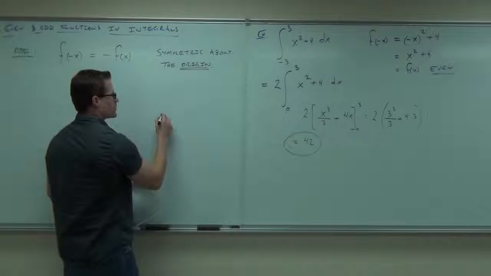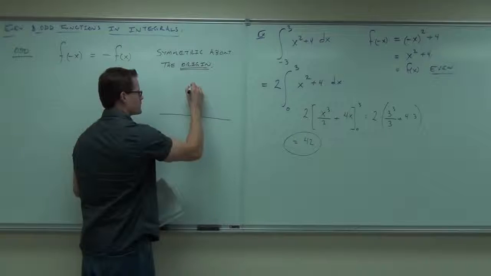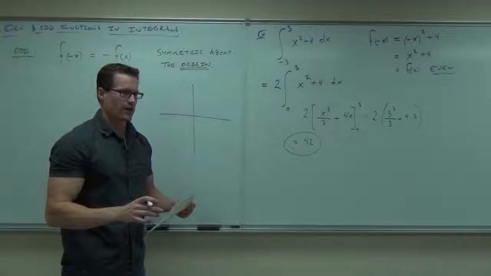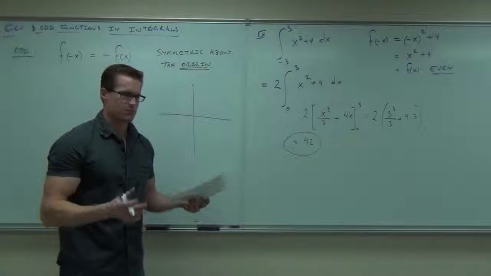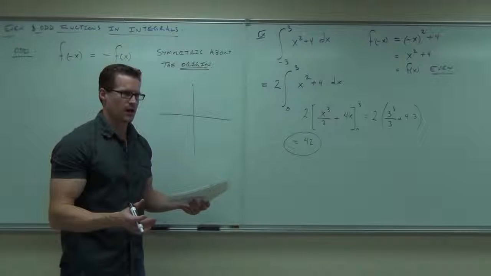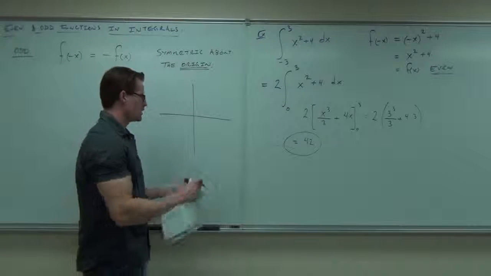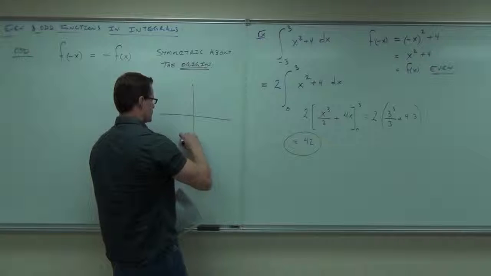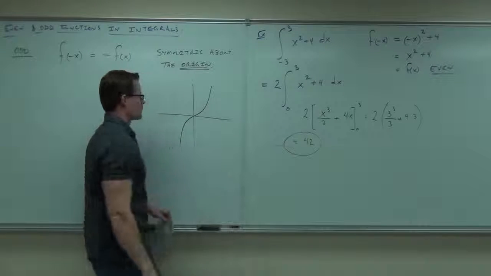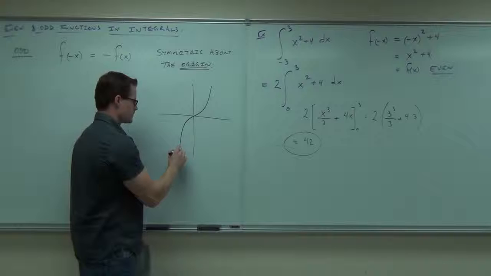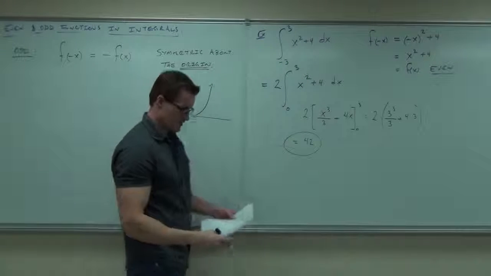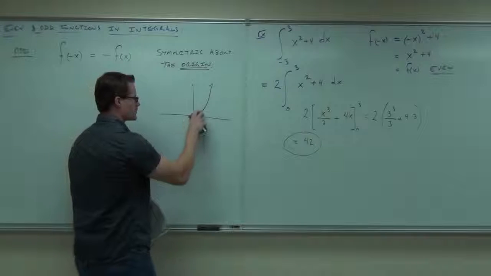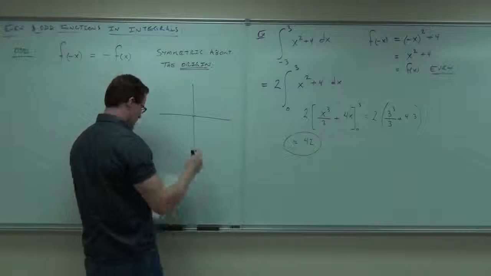Let me give you the picture before I even do this. Here's what an odd function would normally look like. X cubed is an odd function. X to the 5th is an odd function. That's an odd function. Maybe I do a little bit different here for you. It's easier to see this way.